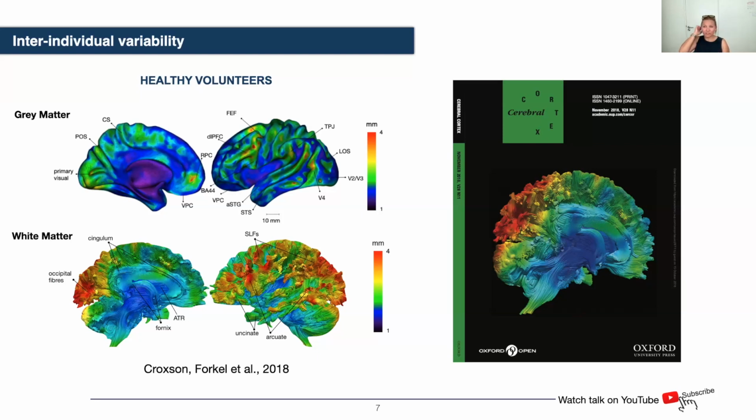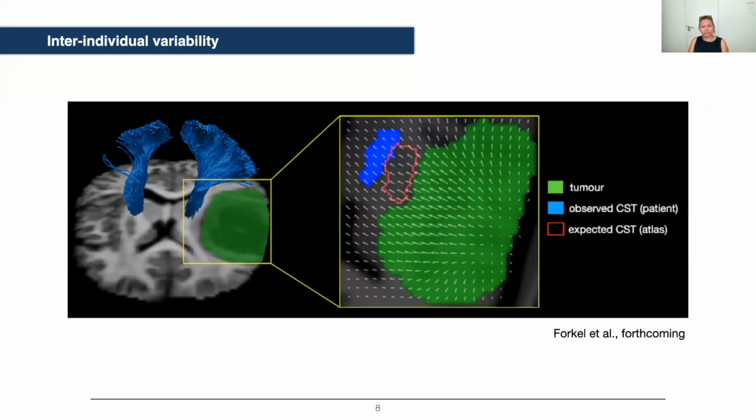What is even more important is being aware of this variability in a clinical setting. And here I just want to show you the impact that a clinical presentation of a brain tumor can actually have on the variability of the brain. What you can see here is that the tumor displaced the corticospinal tract. And if we were to use an atlas approach in this particular patient, then you can see in red that the atlas will predict the corticospinal tract to be in a position that it is not in this individual patient. So this is the first indication of why variability is important to be aware of.